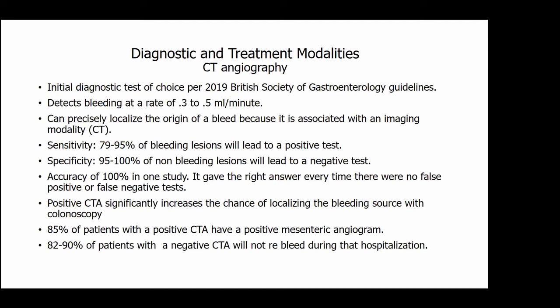A positive CT angiogram significantly increases the chance of localizing the bleeding source with colonoscopy. And 85% of patients with a positive CT angiogram have a positive mesenteric angiogram. Very importantly, it has a high negative predictive value as well, which means that 82 to 90% of patients with a negative CTA will not rebleed during that hospitalization.